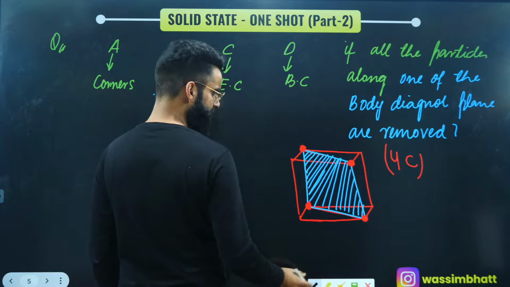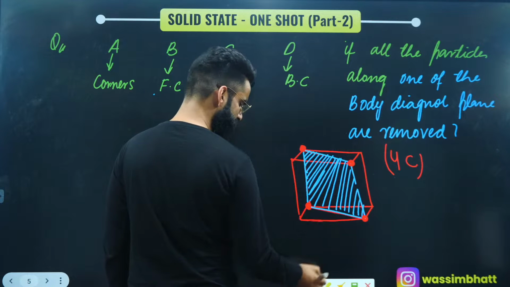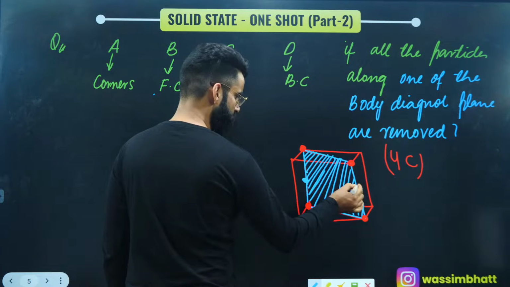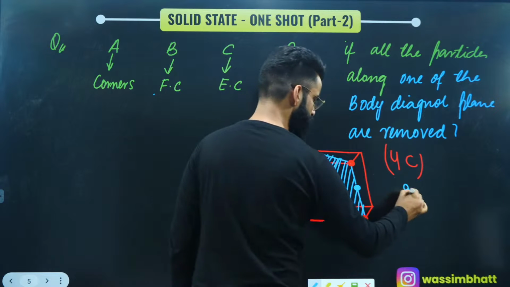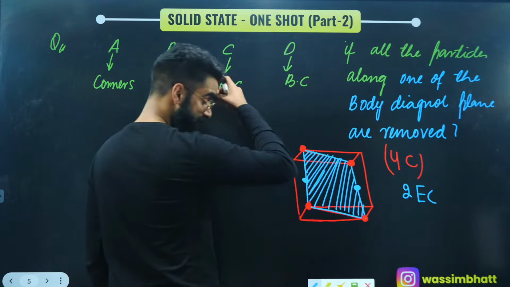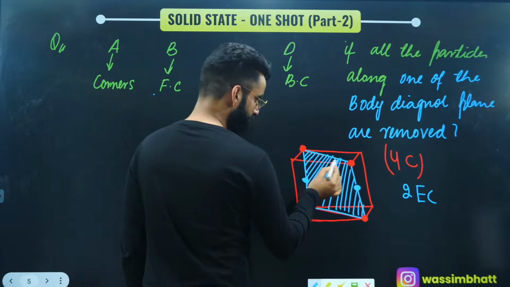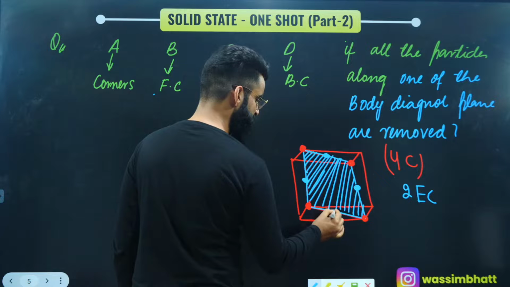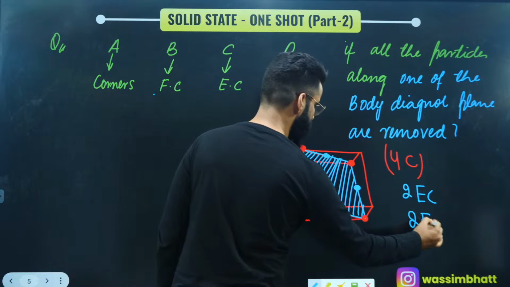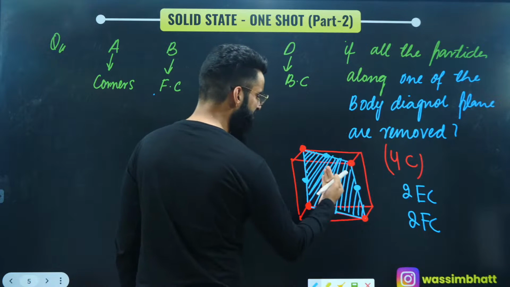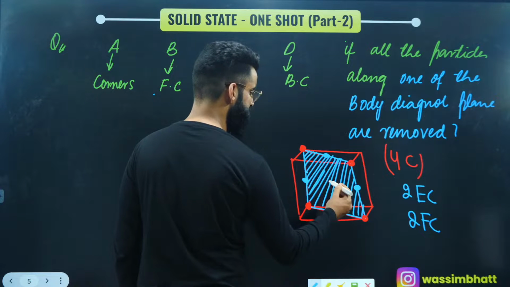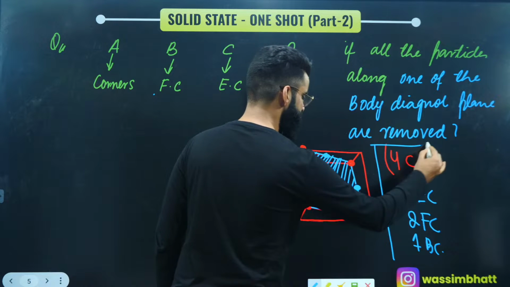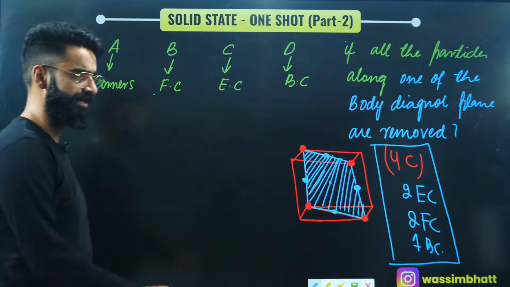Over here there'll be an edge center, and right here there'll be an edge center as well. So you're removing 2 edge-centered particles as well, right? At the same time, this body diagonal plane passes through the top face and the bottom face center as well, so you are removing 2 face-centered particles. It also passes through the center, so you're removing 1 body-centered particle as well. So these are the particles which we are removing in total.